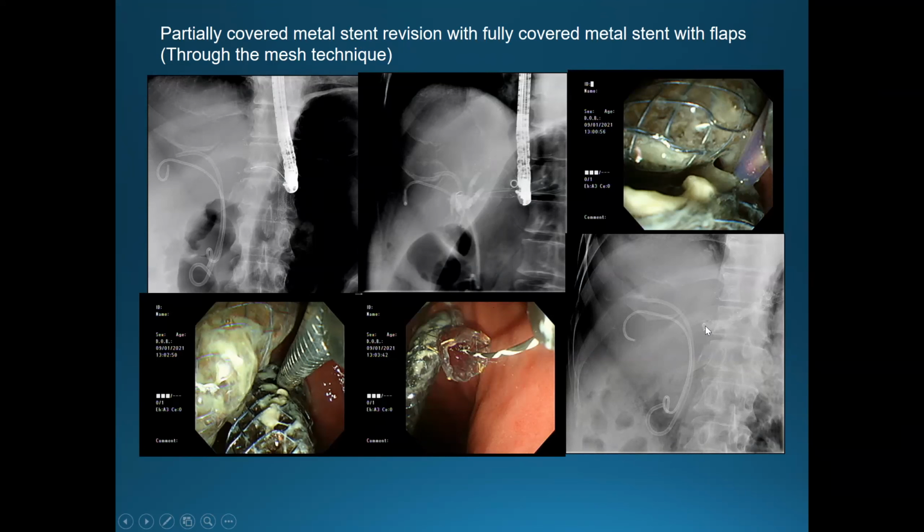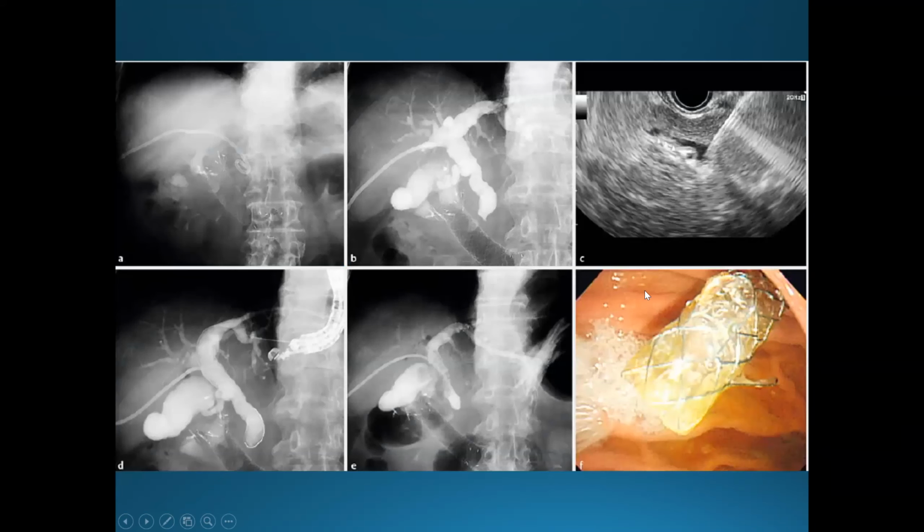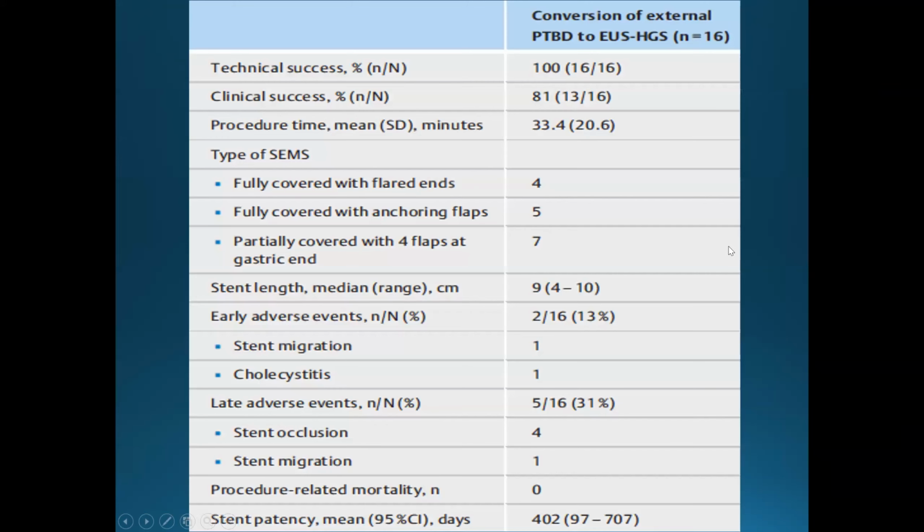At that time, we performed the fully covered anchoring step inside of the partially covered stent, and for tissue hyperplasia, an uncovered metastent is very useful. I mentioned that the conversion of external PTBD to EUS-HGS is very useful for beginners learning about HGS.